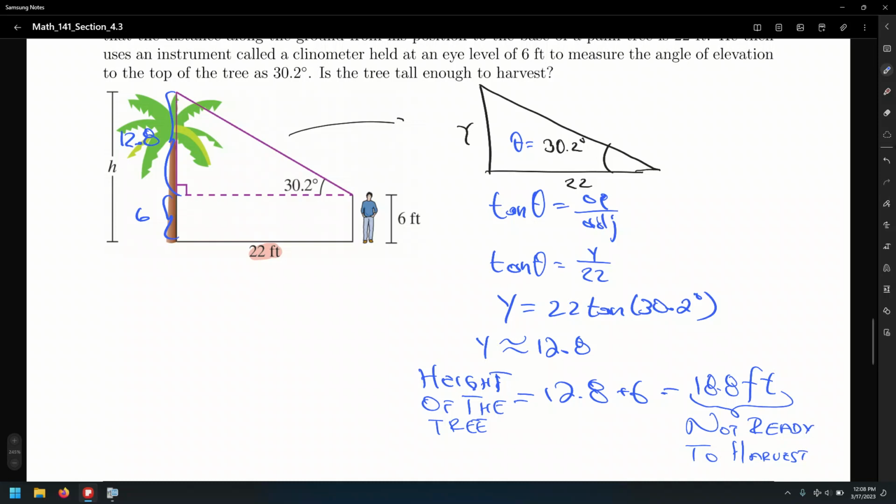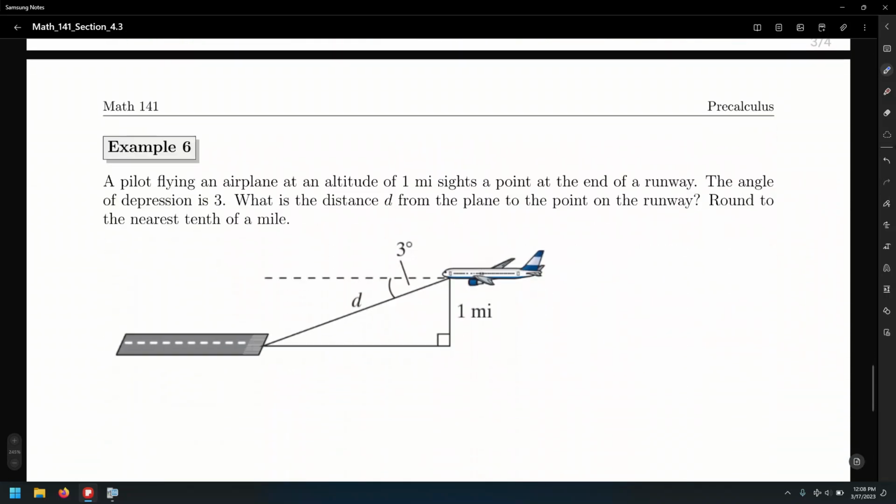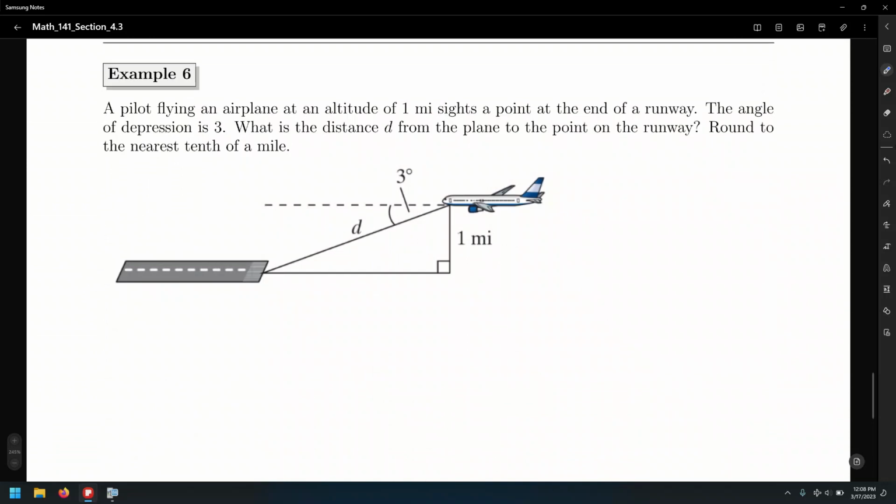Let's look at another word problem, the one on the last page of the handout. Example number 6. A pilot flying an airplane at an altitude of 1 mile sights a point at the end of the runway. The angle of depression, that is, the descending angle at which the airplane is about to land, is 3 degrees. I forgot the degree symbol, but at least it is there on the picture. What is the distance d from the plane to the point on the runway?